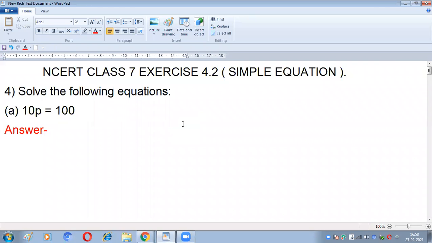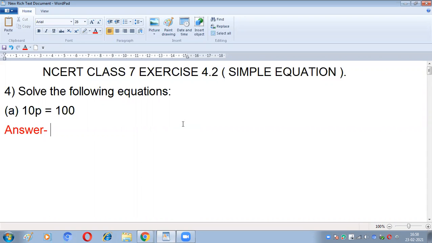Today I will explain exercise 4.2 of chapter 4, simple equations. Now we'll solve question number 4, which is the last question of exercise 4.2. Question number 4 is: solve the following equations.